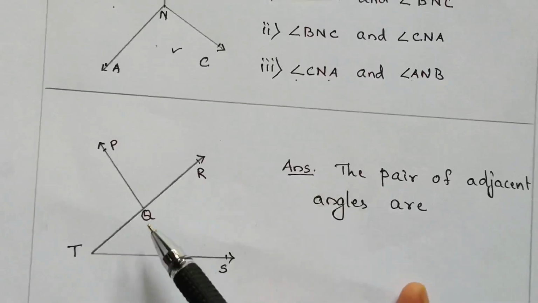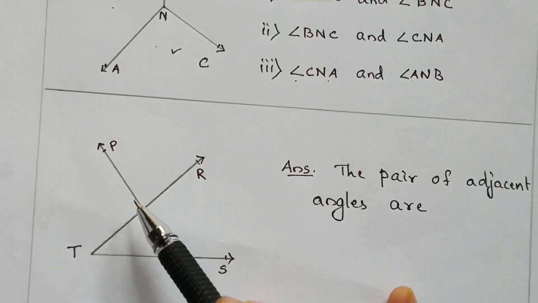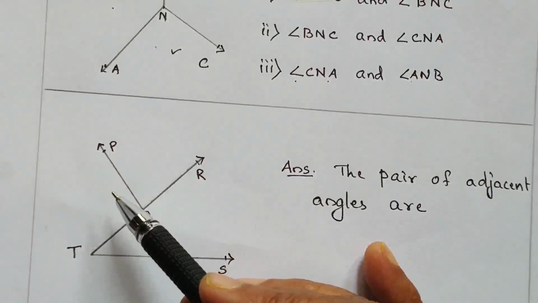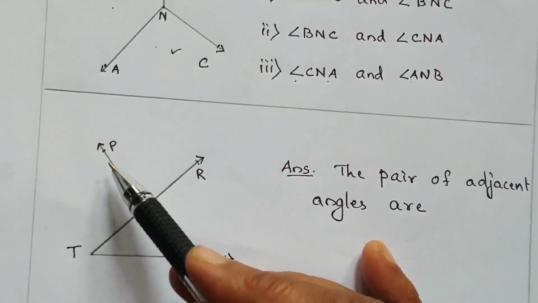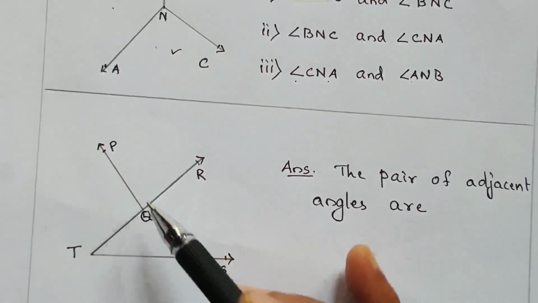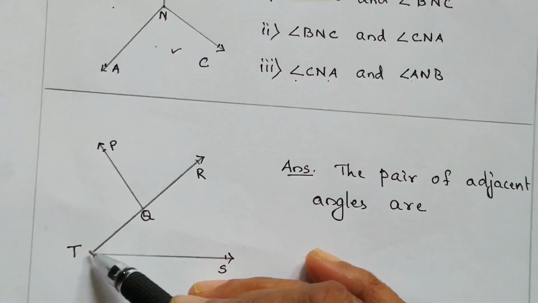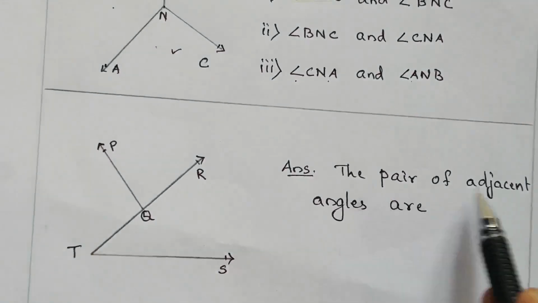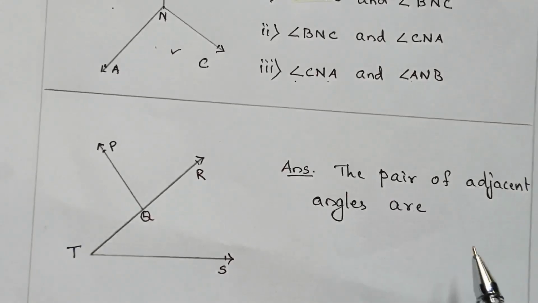This is the second figure. In this figure, you can see that there is only one pair of adjacent angles. Adjacent angle again means angles which are next to each other, and they should have a common arm and a vertex. So you see that PQR and PQT are adjacent angles. So you can write the answer here. The pair of adjacent angles are, you can write the names of the two angles.